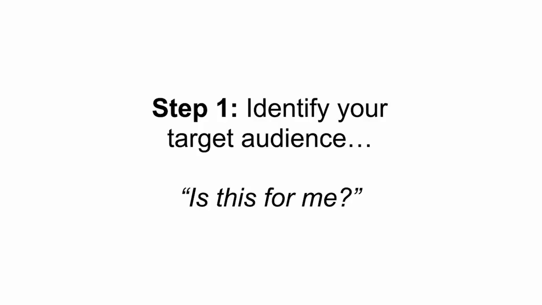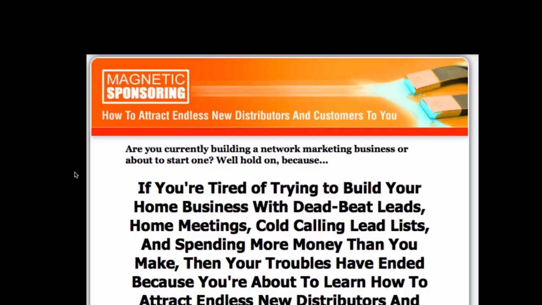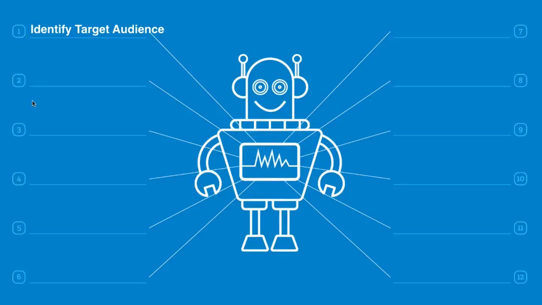And so an example of how I did that on my first letter for Magnetic Sponsoring is this right here. Are you currently building a network marketing business or about to start one? Well, hold on because... and then it goes into the headline, right? So that is the example. And so that's our very first step right here, which is identify your target audience. And once again, that answers the question, is this for me?